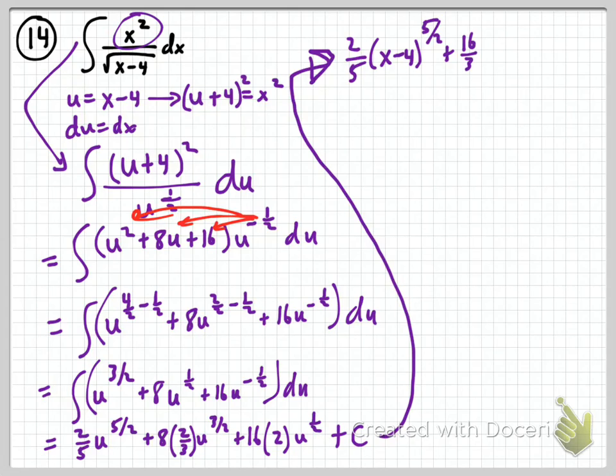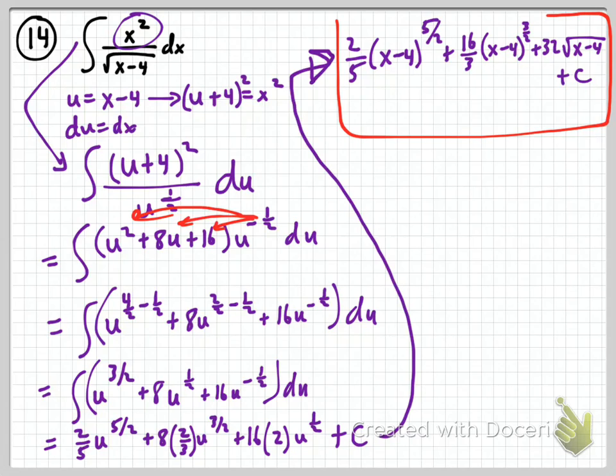The problem with these kinds of problems is there's just so many places where you can make a mistake, and I may have already made one. I'm always leery about these. U to the 3 halves, and that's x minus 4 again. X minus 4 to the 3 halves. Can I squeeze it all in? And then plus 32 times the square root of x minus 4, and then plus c. And there you go. That's it. Put a big box around that.